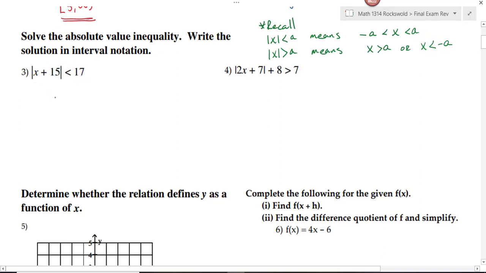So on this first one, we have the absolute value of x minus 15 is less than 17. The first thing I would want to do is set this up as a compound inequality. Negative 17 is less than x minus 15 is less than 17.